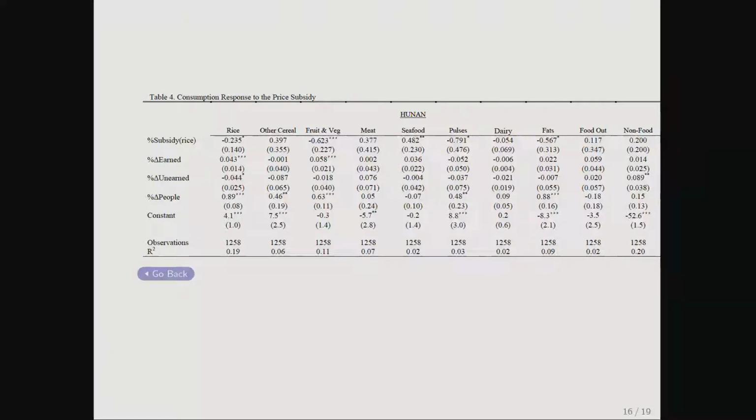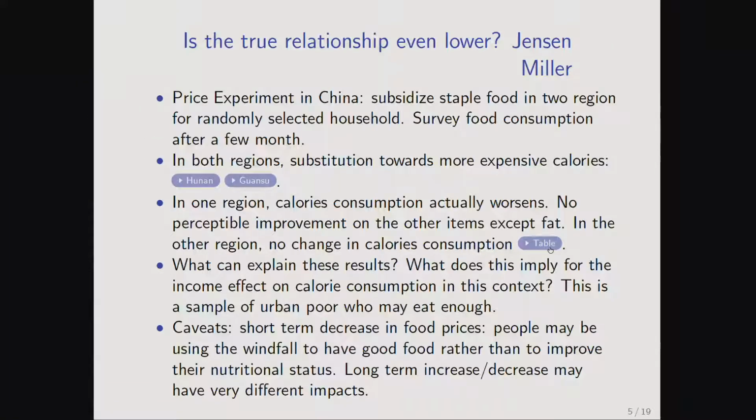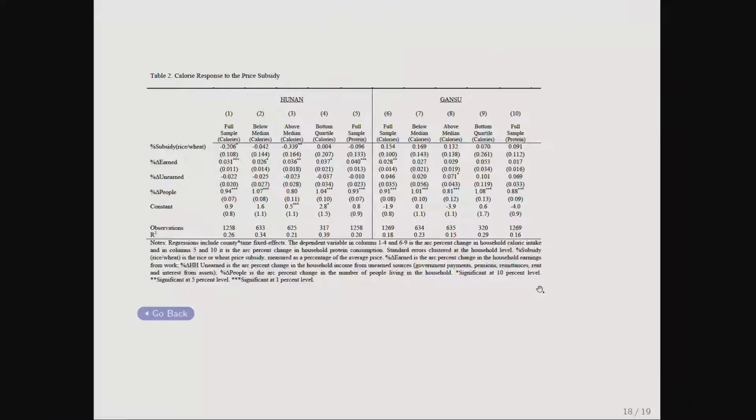But then where it becomes even more striking is that overall, people in one region end up eating fewer calories in the places where they are given a subsidy on the staple, rice in Hunan, and in the other region, it's positive but insignificant.